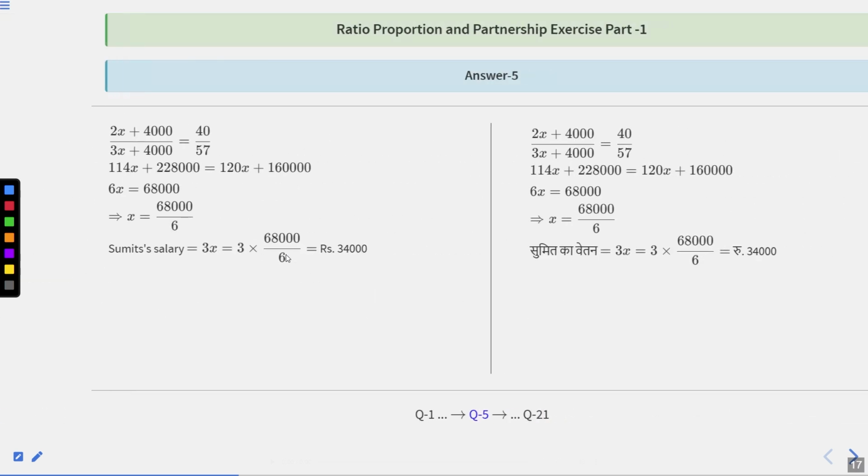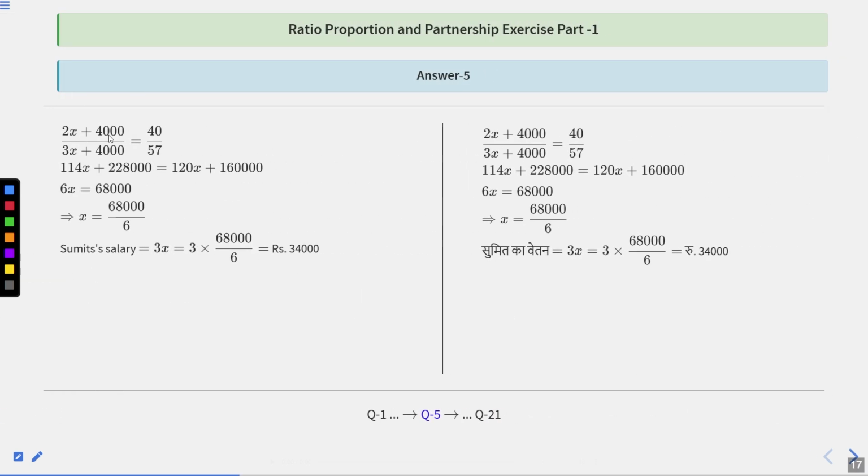So we can write it (2x plus 4,000) upon (3x plus 4,000) is equal to 40 upon 57. Now when we solve it, we get 6x equals 68,000. Now what will be the value of x? x is equal to 68,000 upon 6. Now the question asks for Sumit's salary. So Sumit's salary is 3x. We can multiply it by this fraction. So 3 multiplied by the value of x, which is 68,000 upon 6. When we solve it, we get 34,000. Clear? Next one.